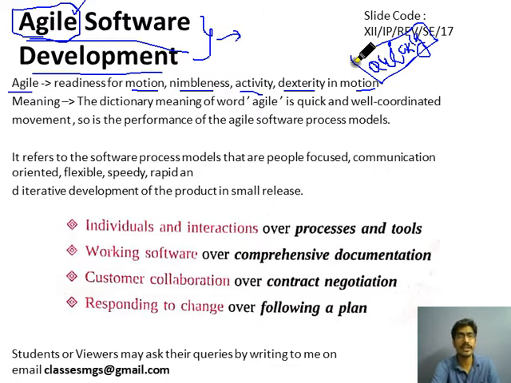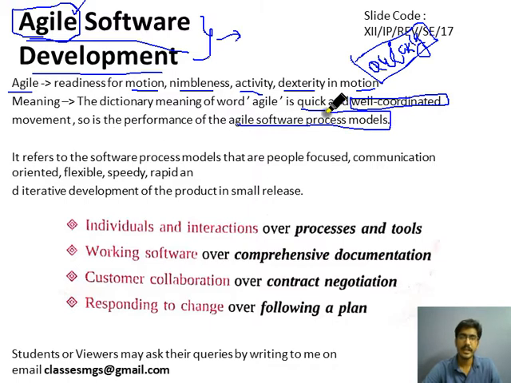Agile means very fast, very quickly. In the dictionary we can say very quick and well coordinated. Because software development done through agile methods is very quick and well coordinated, the performance of software developed through the agile software process model is very high compared to the other traditional models we discussed in our last video, like the waterfall model, evolutionary model, incremental model, spiral model, and component based models.